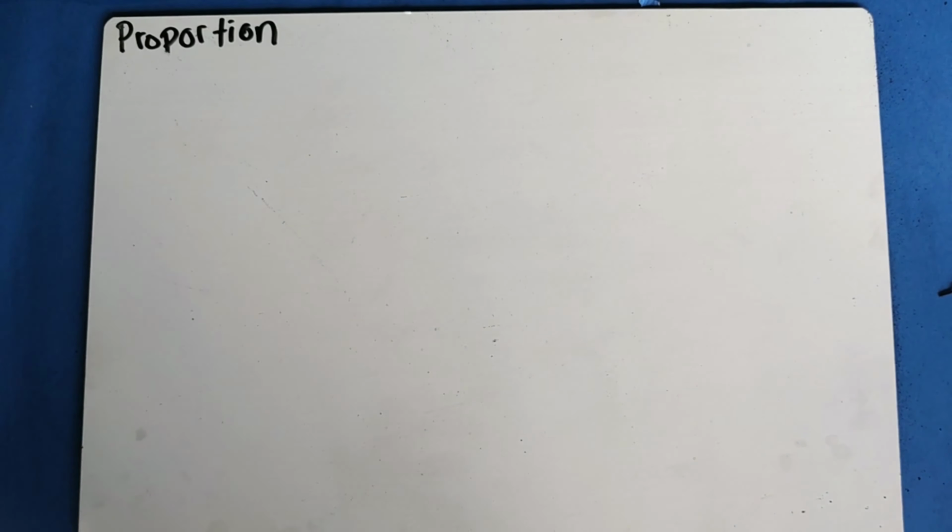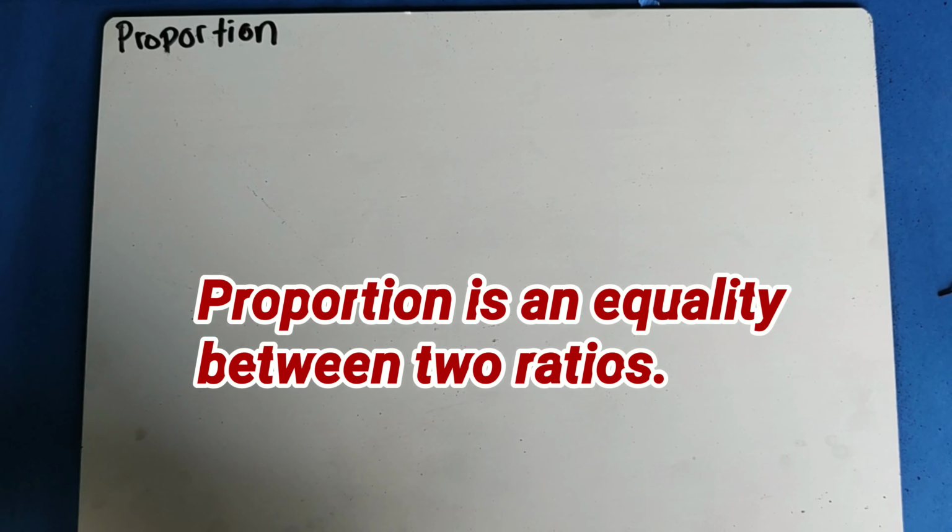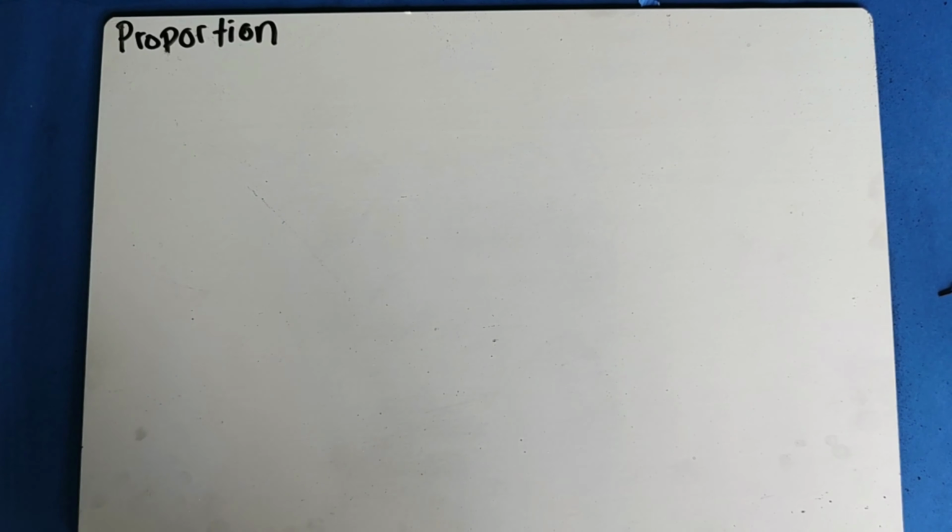This time, let us discuss about the proportion. Okay? When we say proportion, it is an equality between two ratios. Again, equality between two ratios. It means our two ratios here are equal. Okay? The basic concept in proportion is to determine the equivalent ratio using different numbers.